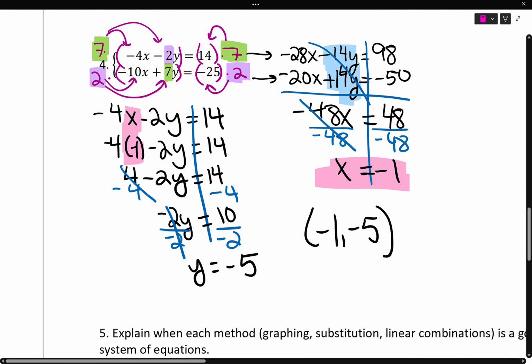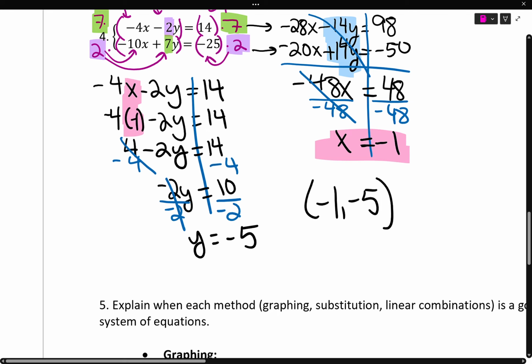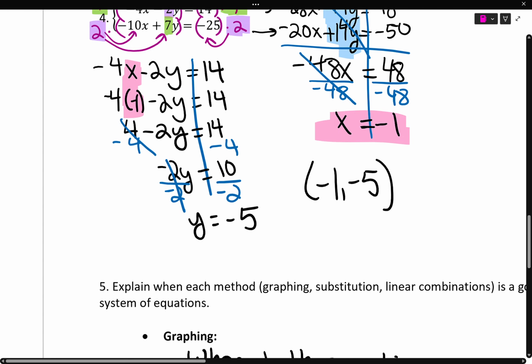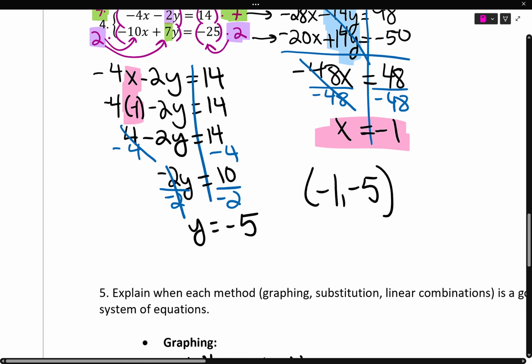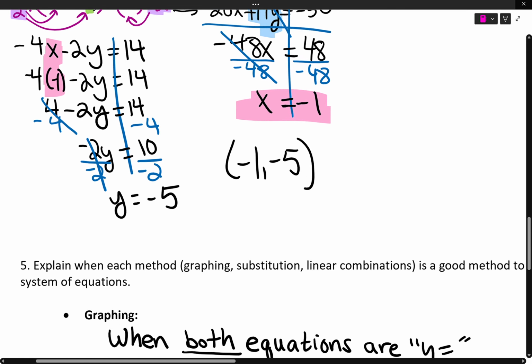So essentially, this is the method for every single problem: elimination. You can do them all this way. Unless, of course, they're already opposite, then you can start adding them immediately. Number 5. I already wrote the things, so I could just talk about them because my handwriting is so much better if I write it ahead of time. Explain when each method is a good method for systems.